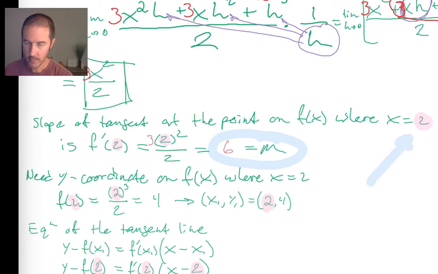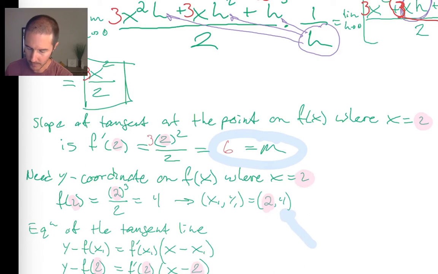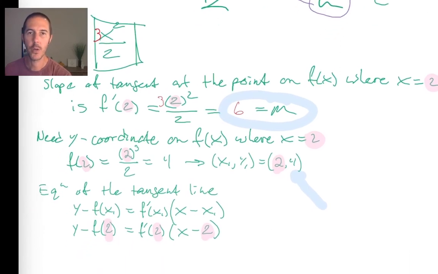We have an x coordinate, x equals 2, but we need the corresponding y value. So we found that y value to be 4, and we figured out that y value by taking the x value of 2. Oops, I found another x value. There's that x equals 2 again. We found the y coordinate of 4 by taking 2 and plugging it into our original function, f of x. So now we have an x coordinate of 2, a y coordinate of 4, and a slope of 6. Those three numbers are what we are plugging into point slope form.